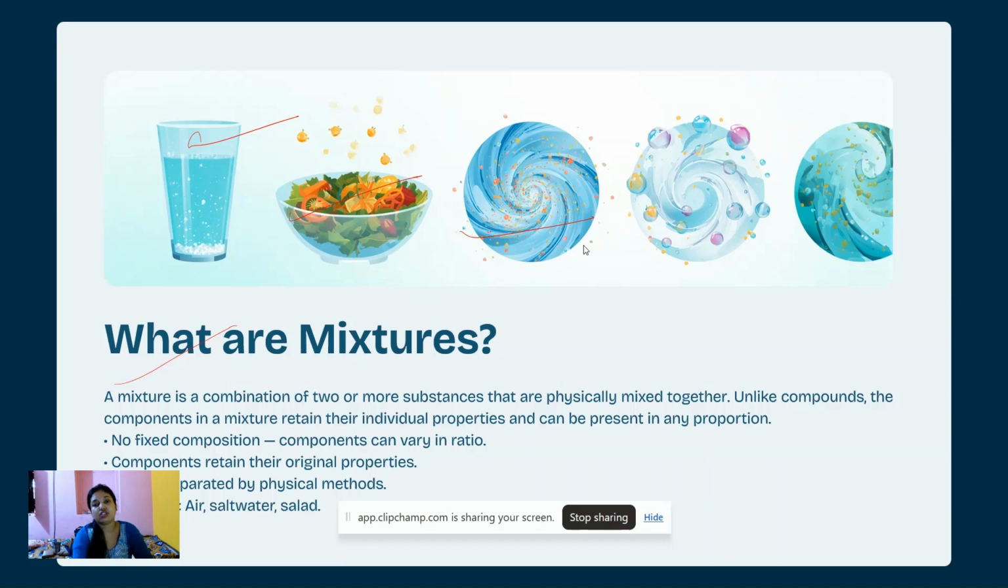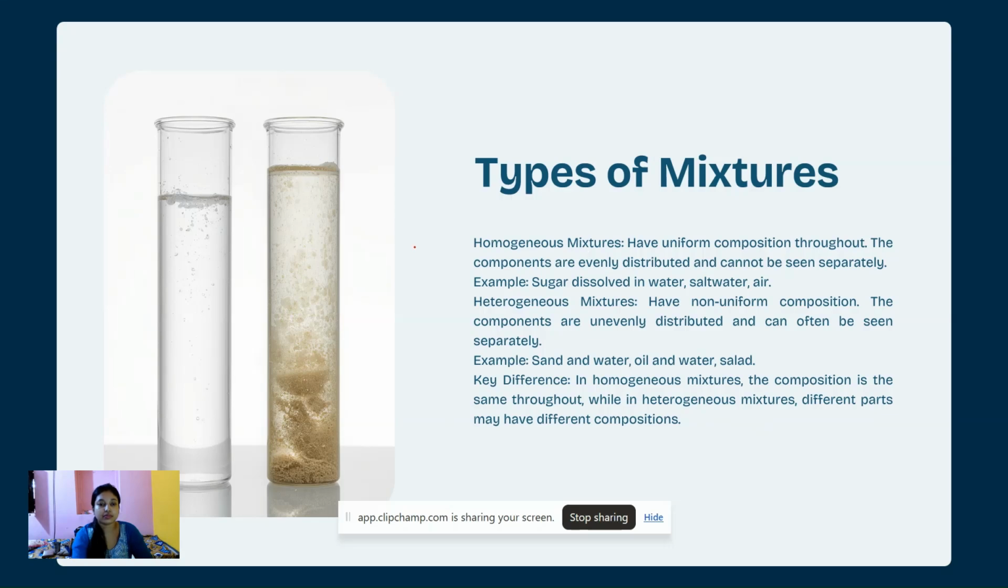Chemical breakdown: compounds can only be broken down into their constituent elements by chemical methods such as electrolysis or thermal decomposition. Different properties: a compound has properties entirely different from its constituent elements. Water is liquid, though hydrogen and oxygen are both gases at room temperature. Chemical bonds: elements in a compound are held together by strong chemical bonds, ionic or covalent. Energy is required to break these bonds and separate the elements.